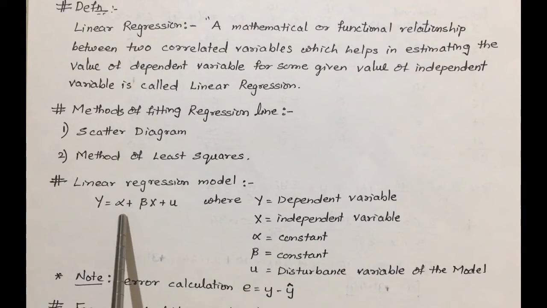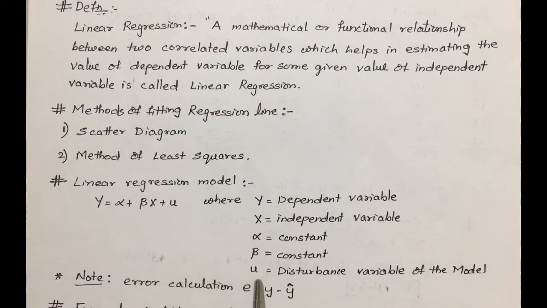Y is equal to alpha plus beta x plus u. Now this is called to be the regression model, where you will find that y is considered to be the dependent variable, x will be considered to be the independent variable. Now whatever alpha is written, alpha is a constant whose value we have to calculate from the given data. Beta is also a constant which we have to calculate again from the given data.